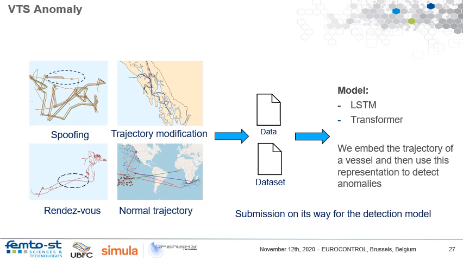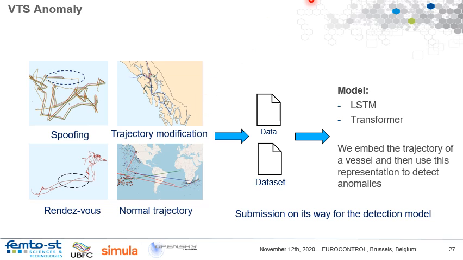So for the VDS use case, we can see different anomalies created by FDIT. So here is a spoofing. We create several from one. Here we can see a trajectory modification. So from one trajectory, we create another one that goes through the other side of the island, so that we don't know from which side the vessel went through. Here is a rendezvous for transshipment. And here are some normal trajectories.